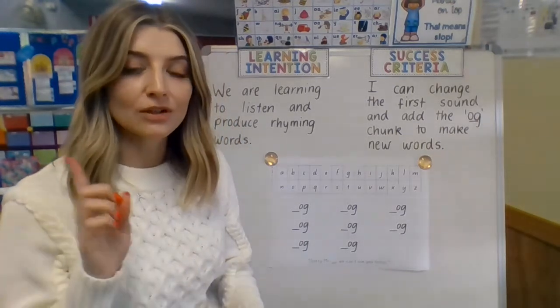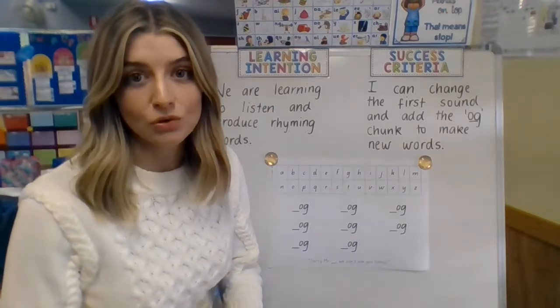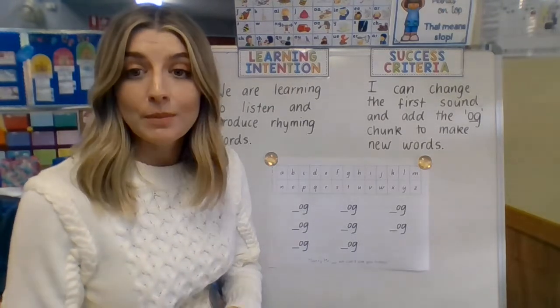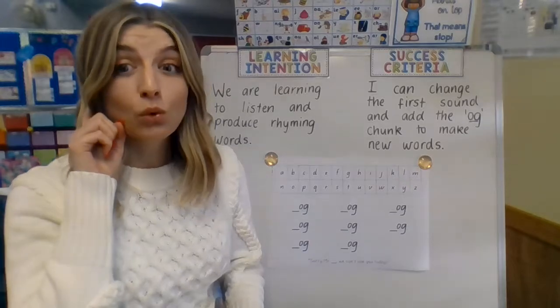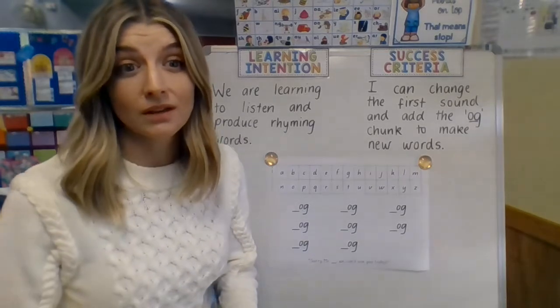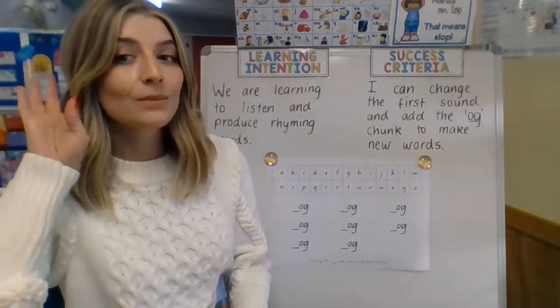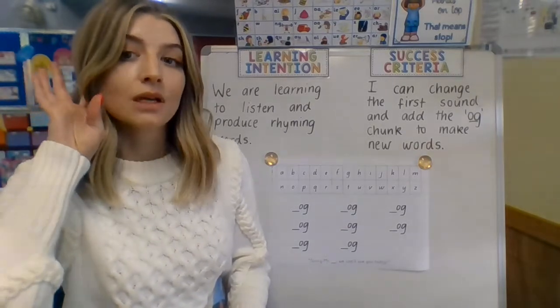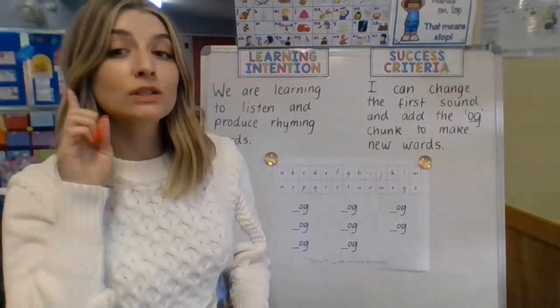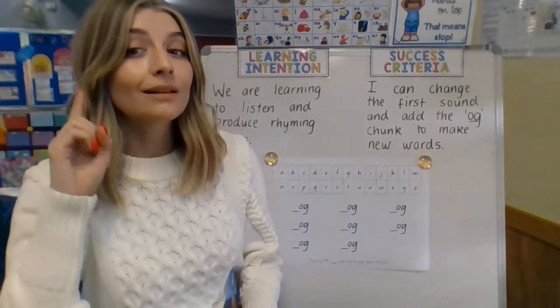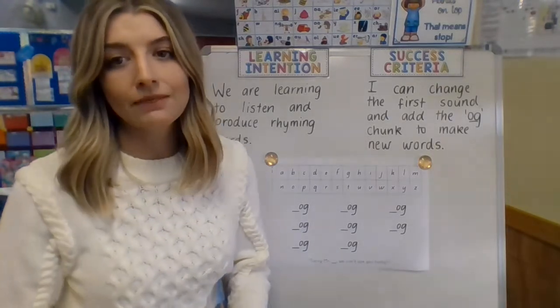Now, before you started, you would have just listened to our focus text story, Oi Frog. And remember, we're learning to listen for all of the rhyming words that we can hear in that story. Now, we know that rhyming words are words that have the same chunk sound at the end. So it's not just the last sound. Remember, we're using that chunky monkey strategy and listening for that big chunk sound at the end.